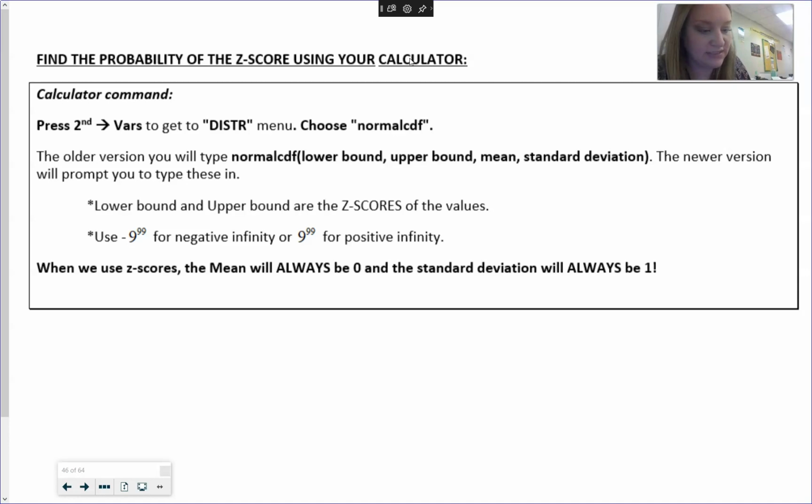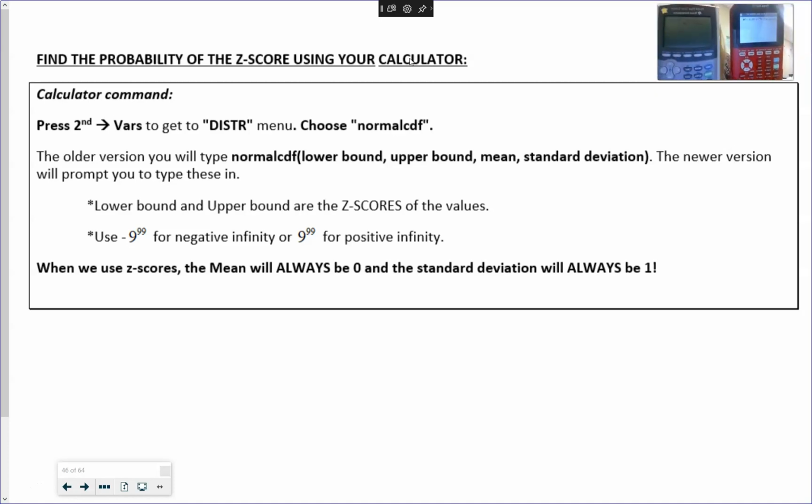So second VARS, normal CDF. Okay. So negative infinity, so negative 9 raised to the 99 is what we're going to use. There is a comma above the 7. Okay. So there's my comma. Then my z-score, we're going up to a z-score of 1.25, and then you always finish it with comma 0, comma 1, and then you can close your parentheses.